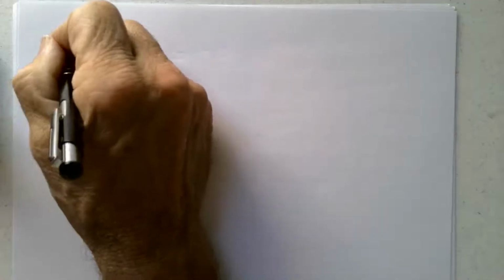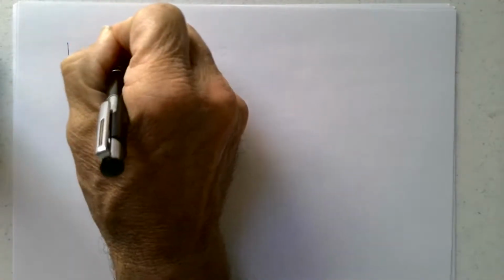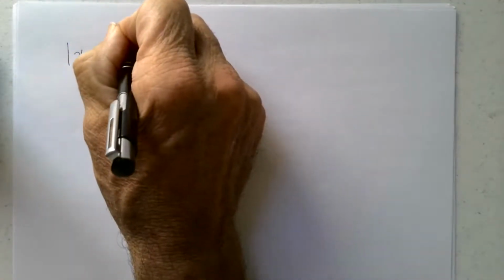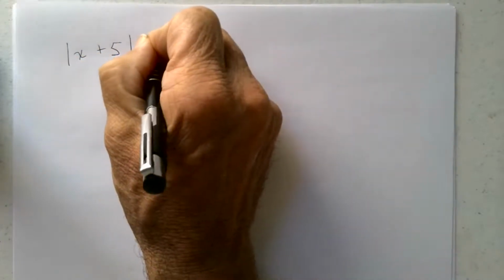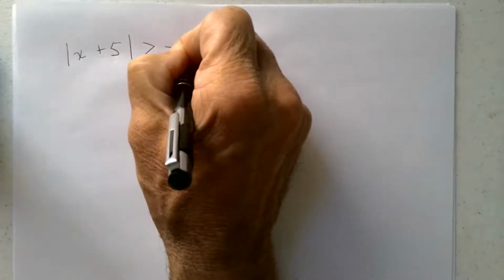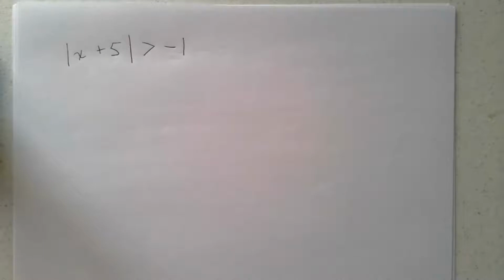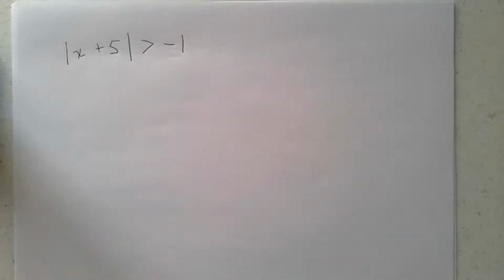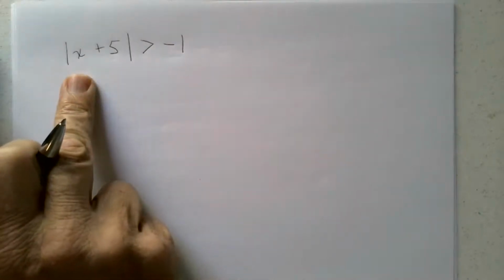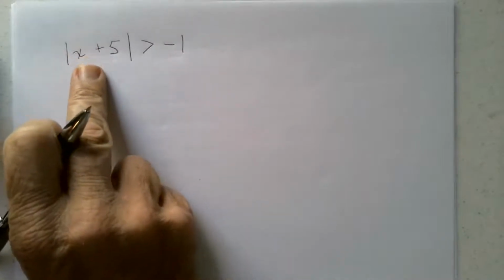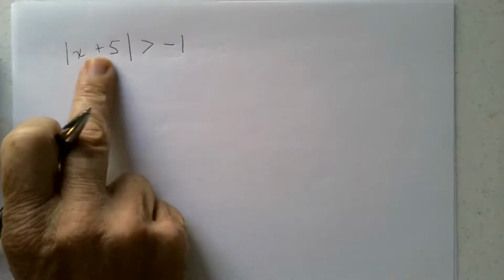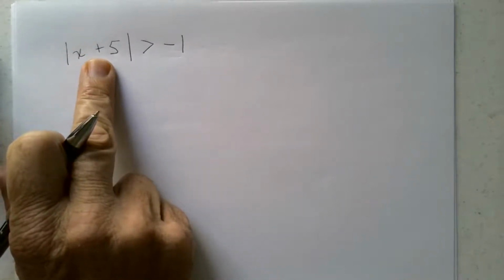If I want the absolute value of x plus 5 to be greater than negative 1. Well, let's think about this. Let's think about how this behaves. And what can we say? Absolute value of x plus 5 greater than negative 1. Well, the absolute value is always a positive number. Whatever it is, the lowest it could ever be is 0.